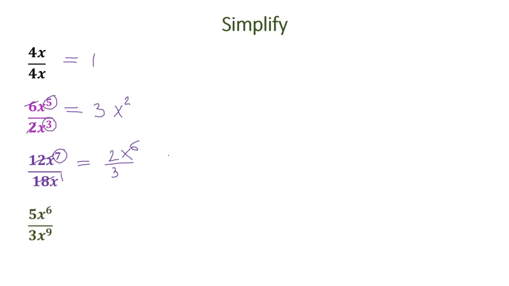Let's try one more. 5x to the 6 over 3x to the 9. In this case, I cannot reduce 5 over 3, so I will write 5 over 3 as 5 over 3. But this time the 9 is higher than the 6. 9 is in my denominator, and therefore my x stays in the denominator, and you will still subtract 9 minus 6, which will give you 3. So your final answer will be 5 over 3x to the 3. So when I divide my polynomial by a monomial, I will use this technique to simplify.